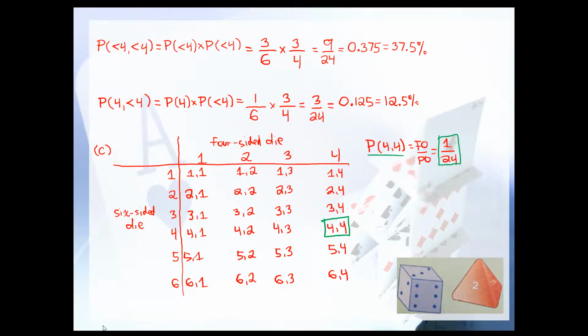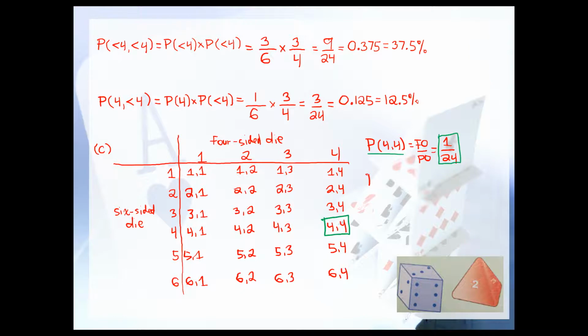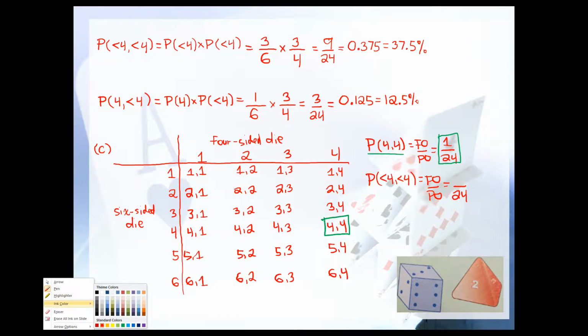Okay, we're just going to confirm all three of them. The probability of obtaining less than 4 on each die would be equal to the number of favorable outcomes over the number of possible outcomes. How many possible outcomes? There's 24 on the table.